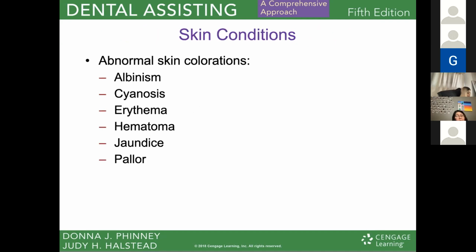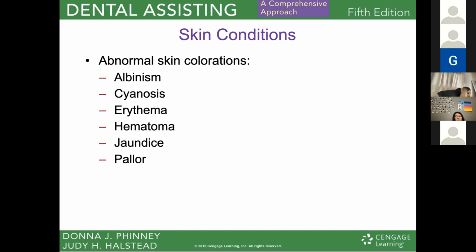So we can have some conditions of the skin. We can have abnormal skin coloration. These are things like albinism, where somebody does not produce any melanin, so their skin is completely white. Cyanosis is when the skin becomes blue because of lack of oxygen. So if somebody is cyanotic in the chair, that means that they are suffocating somehow.